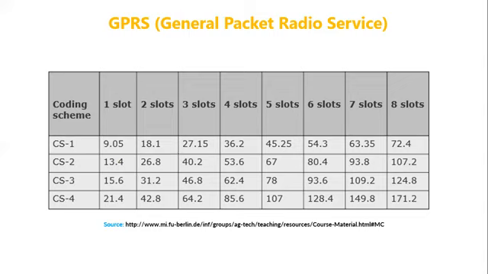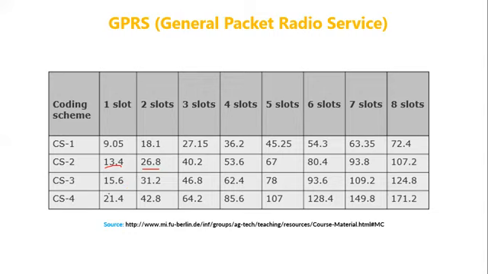If there are two slots, then it's almost double of this. So it will be 18.1 kilobits per second. If it is three slots, then it will be 27.15 kilobits per second. Like that. If it is eight slots, then it will be 72.4 kilobits per second. Okay, 9.05 into 8. That's it. Similarly, if CS2 is used, then if there is only one slot, 13.4 kilobits, two slots, 26.8 kilobits, so on and so forth.